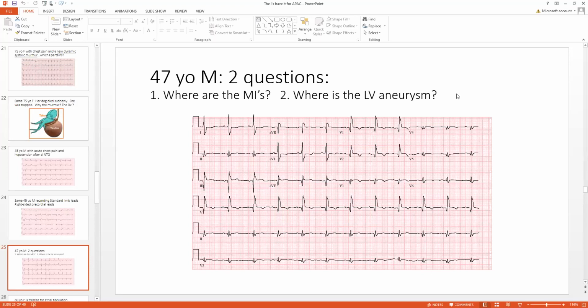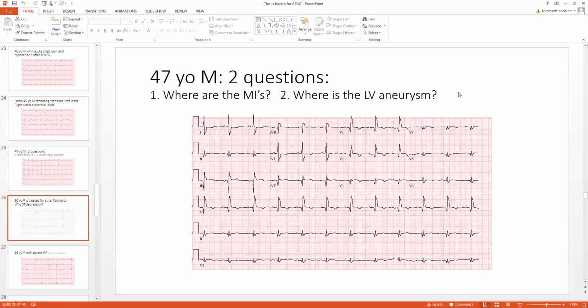Well, there are 3 things you need to look for with an aneurysm. You're looking for ventricular arrhythmias, you're looking for heart failure, and you're looking for thrombus formation and embolism. So be careful when you see an aneurysm. Those are the 3 things that are most important.